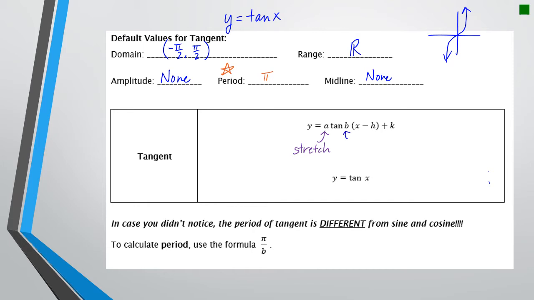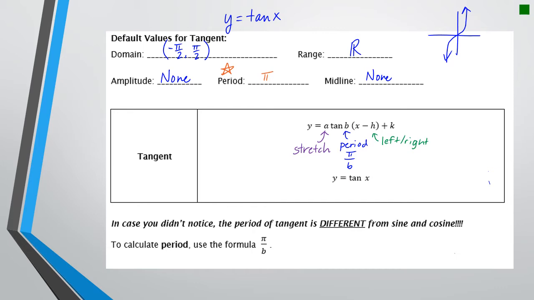B still tells you the period. It doesn't tell you the period, but it's how you get the period. And there's a new formula that we're going to use, and that is pi over b. So it's the same formula, but you just have to remember that the period of tangent is pi instead of 2 pi. Your h number does the same thing. It moves your graph left and right. So this is still your phase shift.